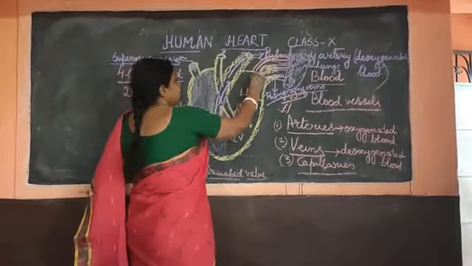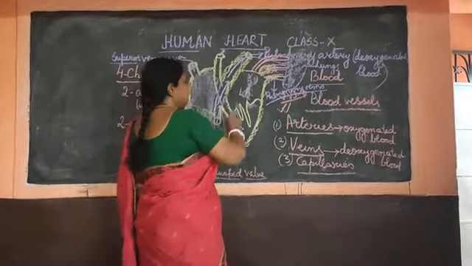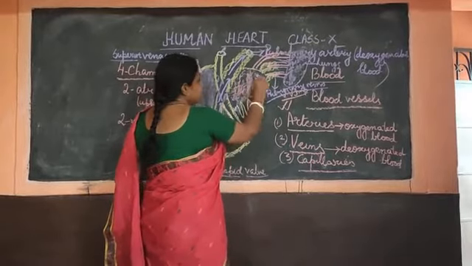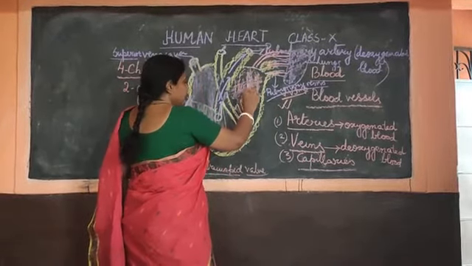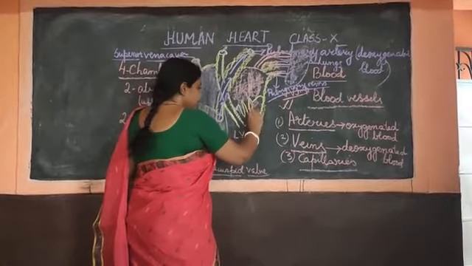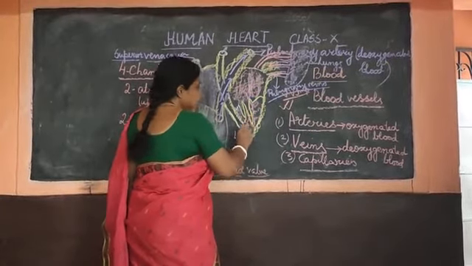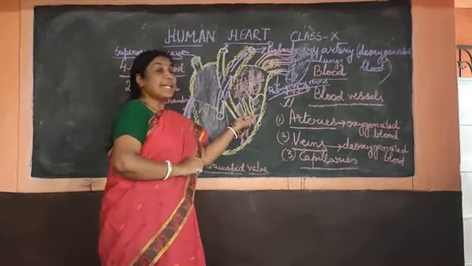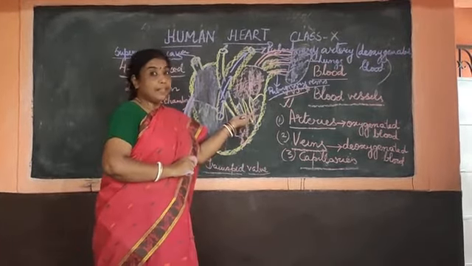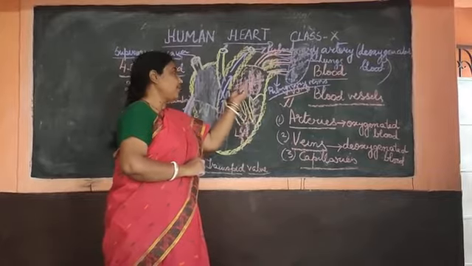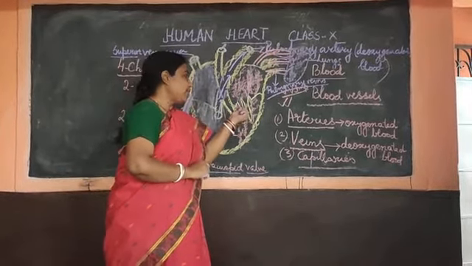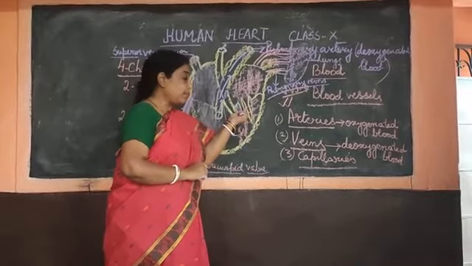Now this oxygenated blood will reach where? Left atrium. Now then again it will come to the ventricle. Again there is the presence of a valve. This valve is known as the bicuspid valve. The valve which is present between the left atrium and the left ventricle. This valve is known as the bicuspid valve.